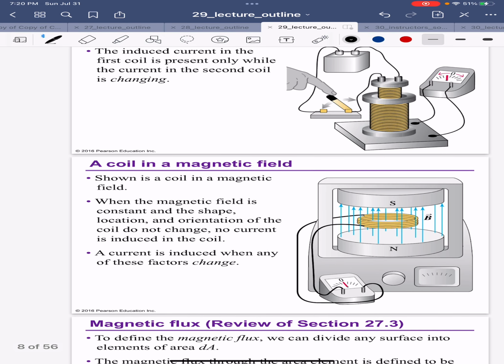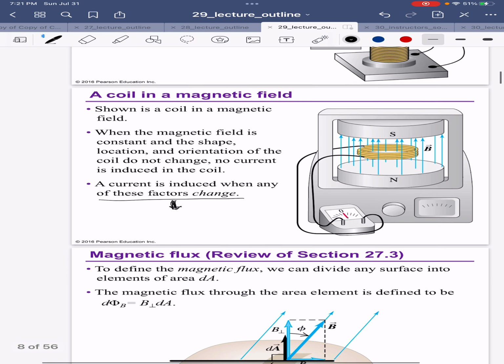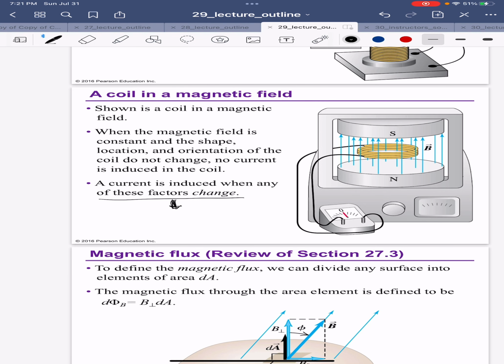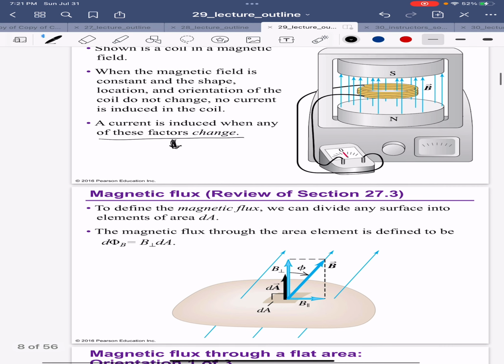Here also we have a coil in a magnetic field, and when the magnetic field is constant and the shape of the coil does not change, no current is induced in the galvanometer, you can see. And then a current is induced only when these factors change. Then here, what is really changing whenever we have a coil moving in a magnetic field, or when there is a change in, we'll say, the magnetic field itself.